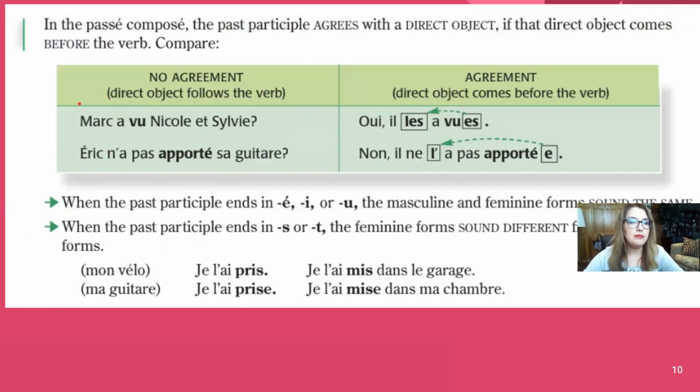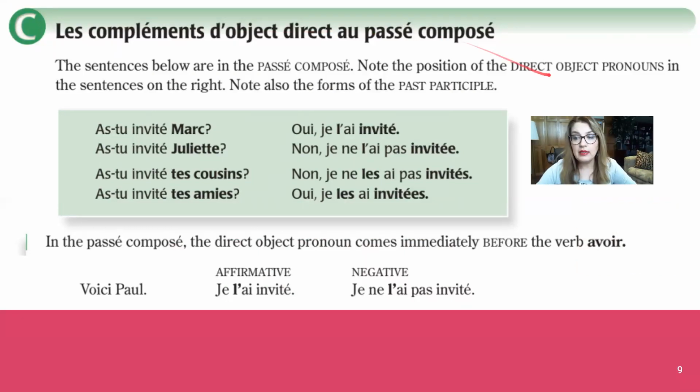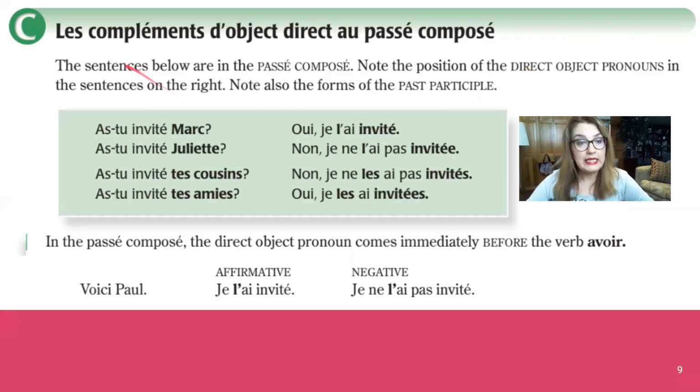This is the last part of this lesson, les compléments d'objets directs au passé composé. So far we've been looking at the objects in the present tense. What about in the past tense? The sentences below are in the passé composé, which is the past tense. Note the position of the direct object pronouns in the sentences on the right. Note also the forms of the past participle.